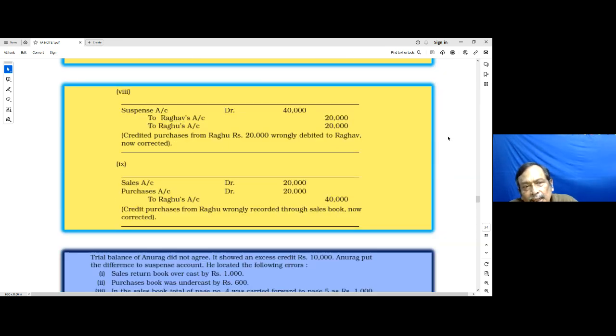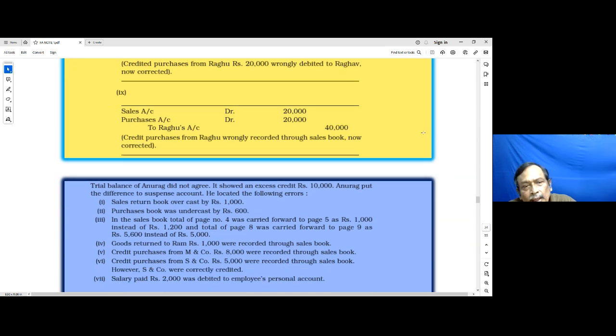Next, credit purchases from Raghu rupees 20,000 wrongly debited to Raghav, now corrected. So Raghav account is to be cancelled. That's why you have credited Raghav. Raghu's account is not credited. Hence we have to credit Raghu's account. The amount will come to 20 plus 20, that is 40,000 in suspense account. That is credit purchases from Raghu rupees 20,000 wrongly debited to Raghav, now corrected.